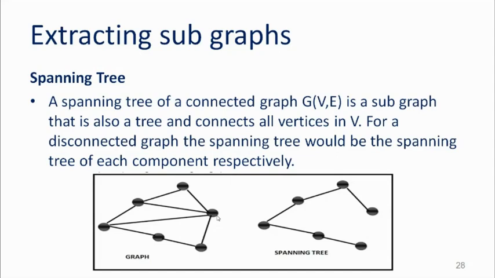So a spanning tree of a connected graph G of V comma E is a subgraph that is also a tree and connects all vertices in V. For a disconnected graph, the spanning tree would be the spanning tree of each component respectively. So in a disconnected graph, there may be some separate subgraphs. It is not connected with some particular common edge or some other thing. So obviously, a disconnected graph will not have a single spanning tree. Each and every individual subgraph will have its own spanning tree. Yeah, you are asking some question.